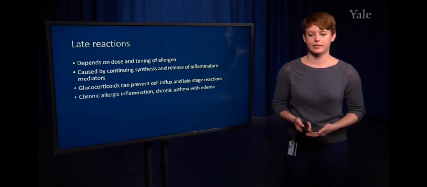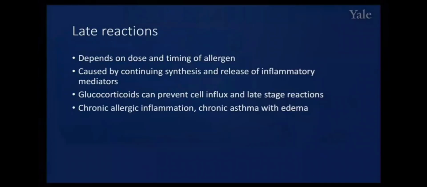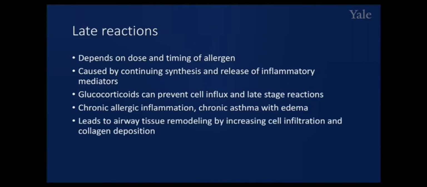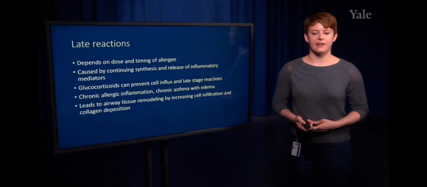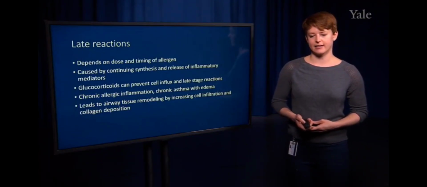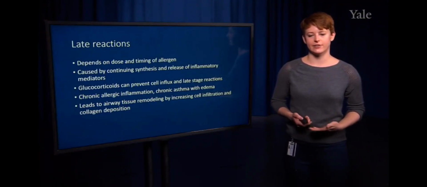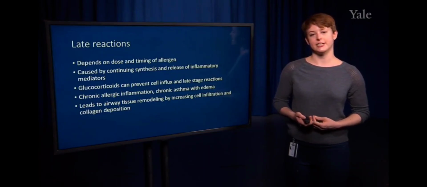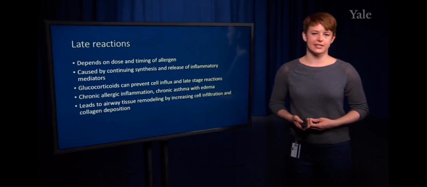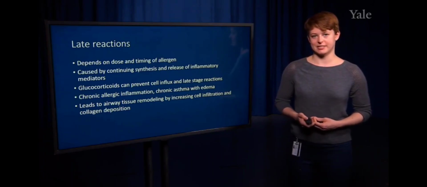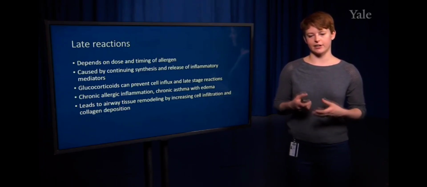Chronic allergic inflammation and chronic asthma can occur with edema, and we'll see some examples of that shortly. And these responses lead to gradual inflammation and tissue damage, followed by airway remodeling. So this is going to be an increased infiltration of different cells, as well as an increase in collagen deposition. So this leads to a gradual constriction of those airways.